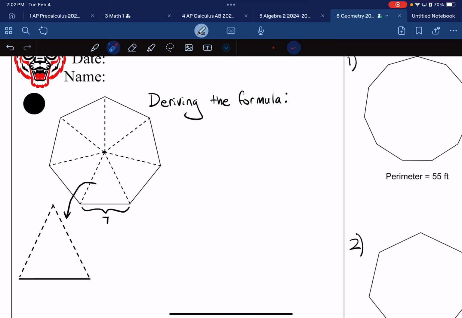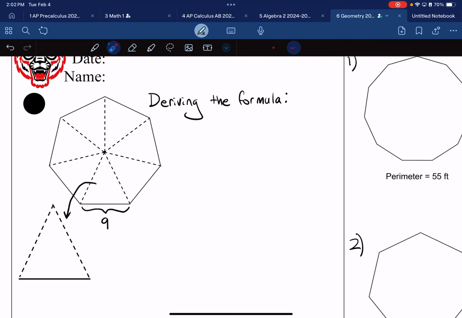So first, let's count the number of sides. I have 1, 2, 3, 4, 5, 6, 7 sides. That means that this is a septagon. And I'm going to change this length so we don't accidentally confuse the side length for the number of sides. Let's call this length 9.